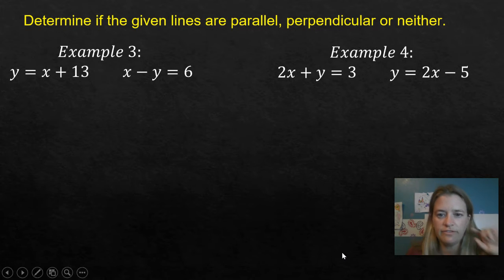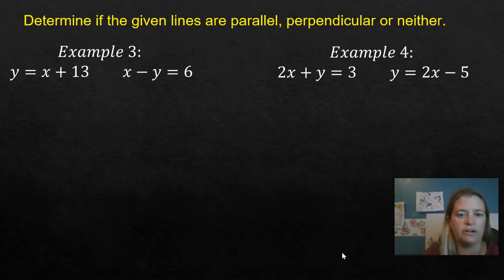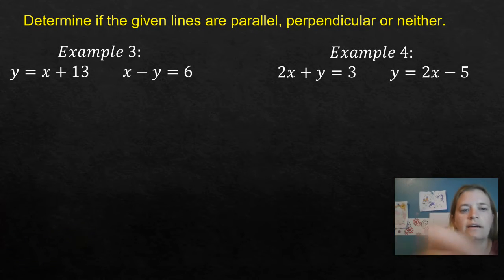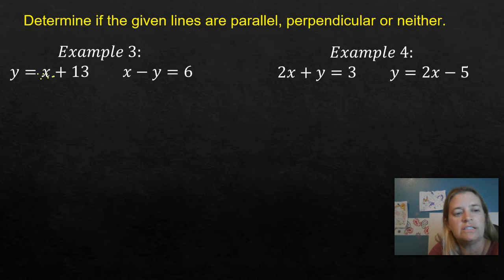All right, we're going to go ahead and finish up our notes. This one is another example of how you can tell equations are parallel and perpendicular. The difference is going to be that the first equation is already in y equals mx plus b form, but this one is in standard form, so we have to get this equation in y equals mx plus b.